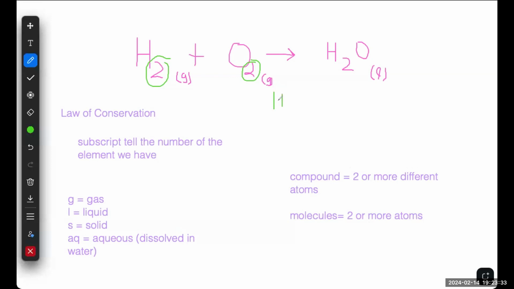So I have hydrogen and I have oxygen, because water is composed of hydrogen and oxygen. This side is called the reactant side. I know I'm repeating myself, but it's okay. This side is called the product side.